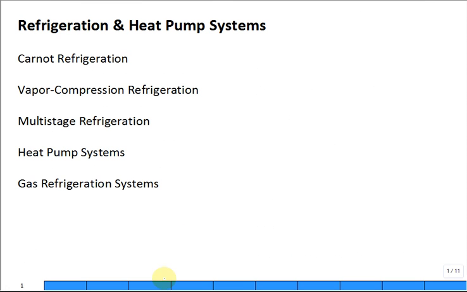So chapter 10 deals with refrigeration and heat pumps. A lot of this is a review from Thermo 1. I believe you're exposed to the Carnot refrigeration cycle, as well as the vapor compression refrigeration cycle. But new would be multi-stage refrigeration. And I think the heat pump you're already familiar with, but gas refrigeration is new. So today's a little bit of a review.